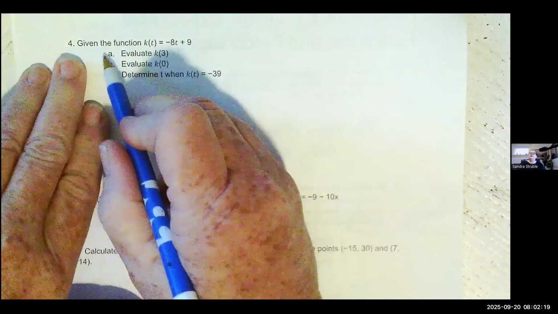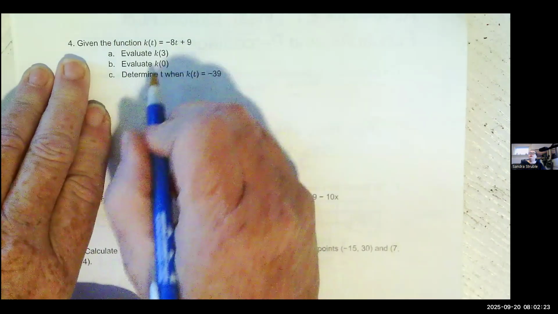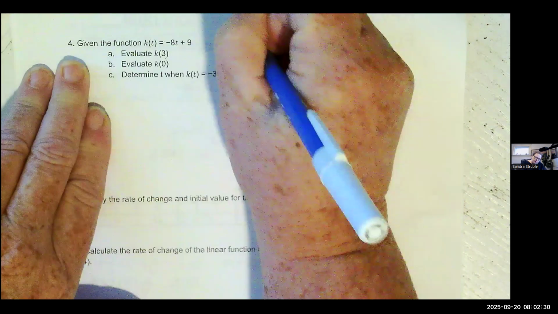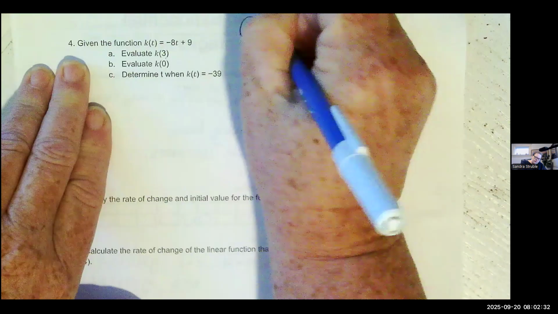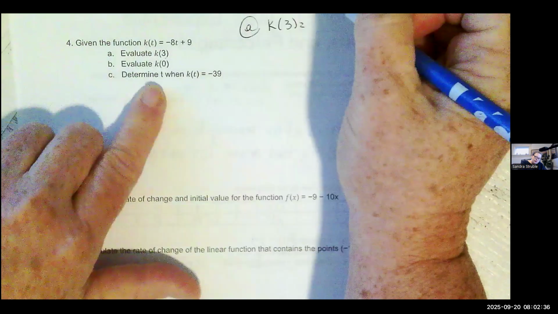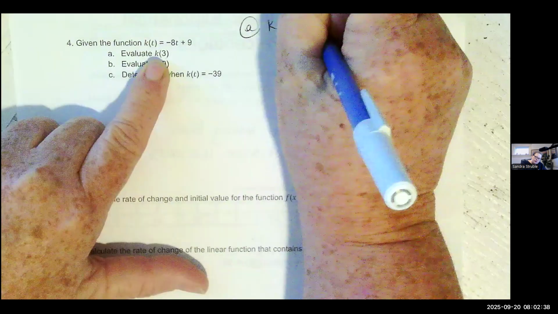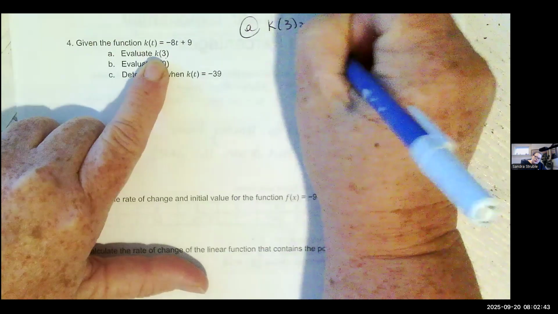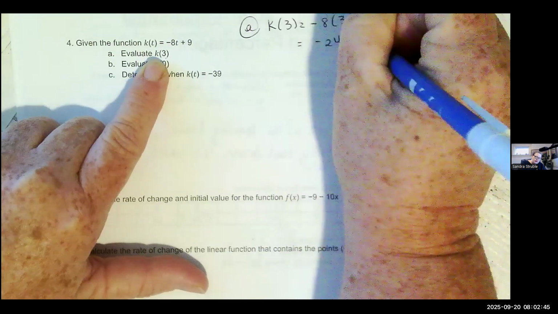Given the function k of t is equal to -8t plus 9. Well, again, this is representing the t. So what I'm going to do for this one is I'm going to come up here and do this. K of 3, and everywhere there's a t, I'm going to replace it with 3 since that's what they're doing here. So -8 times 3 plus 9. 8 times 3 is -24 plus 9.